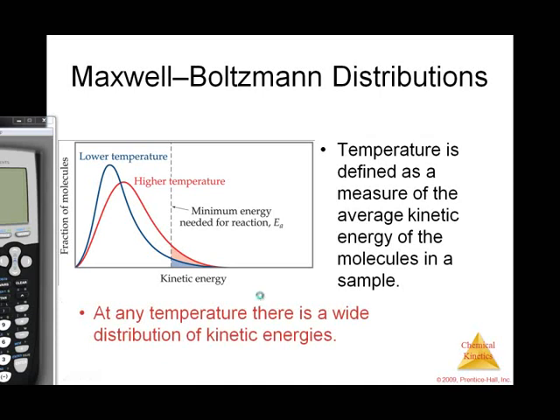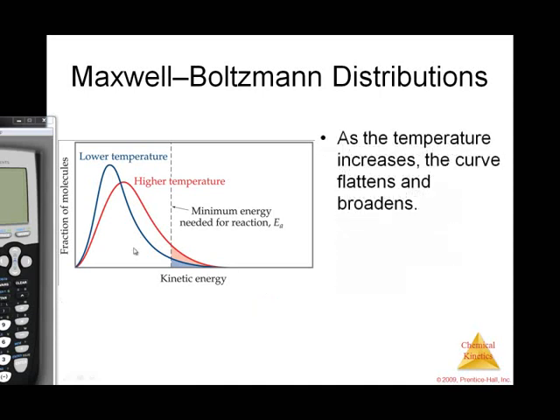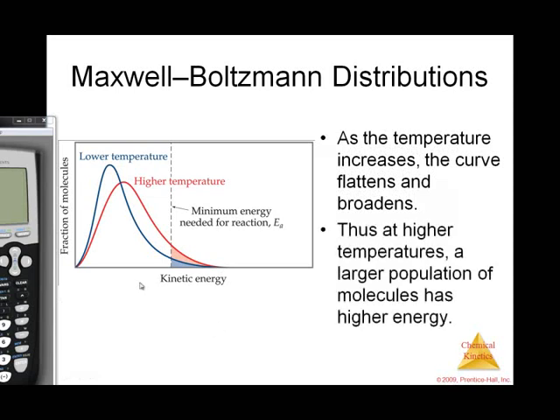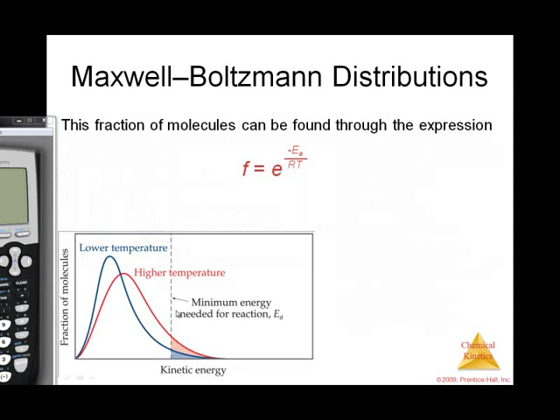So at any temperature we have this wide distribution. As the temperature increases, the curve flattens and broadens. So at a higher temperature, there's a larger percentage of molecules that have enough energy. Here, when it was the lower temperature, we had just this blue area, which represents the number of particles that have enough energy. But as we raise the temperature and flatten this curve, now we have this whole area, blue and red together, which represents the number of particles that have enough energy, causing you to come over the curve.